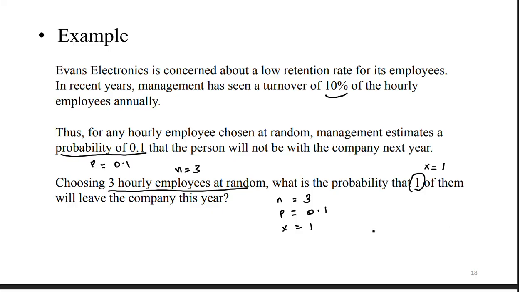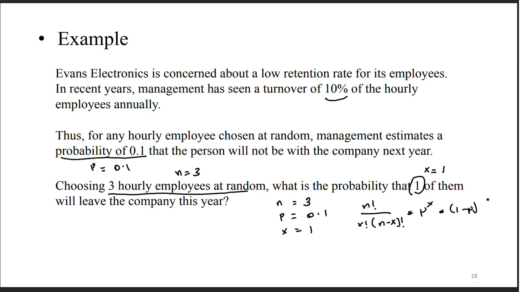We can use the probability distribution function for this binomial distribution. And what is the formula? It says n factorial divided by x factorial times (n minus x) factorial, times p to the power of x, times 1 minus p to the power of n minus x. We will solve each of these three parts and multiply all three together.